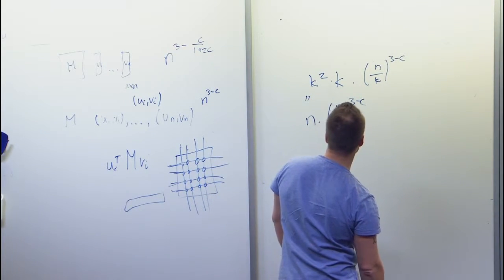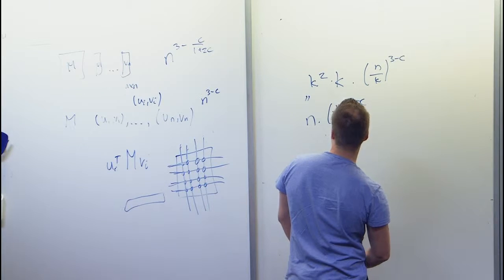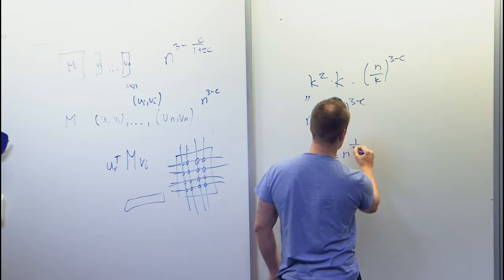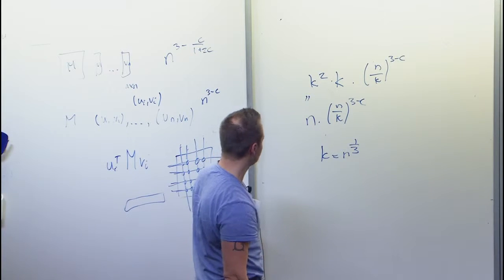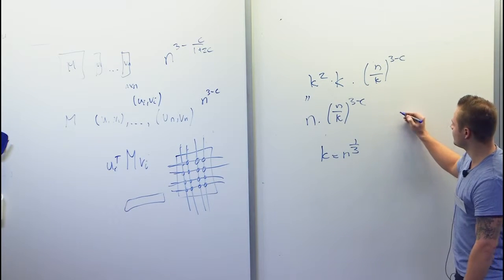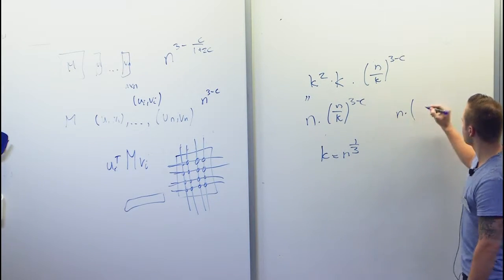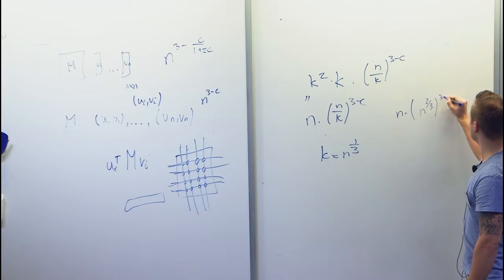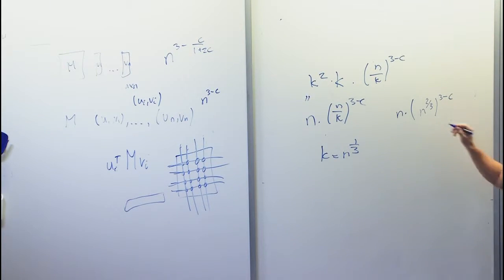And so what does this give? Basically you have to set k to n to the 1 over 3. And what is the running time that we get? Plug this in, and you get n times n to the 2/3 to the 3 minus c. This is n to the 2 minus 2/3 c times an n. So basically we're subcubic now. That's good. Solving all these subproblems in total costs subcubic time.